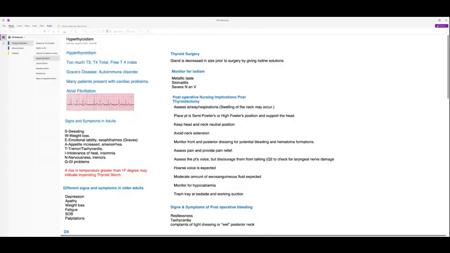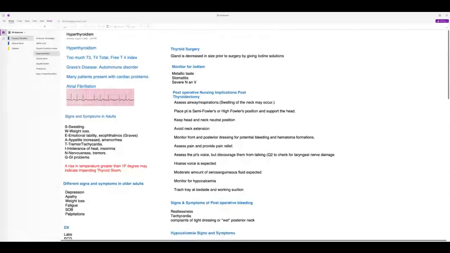All right, let's talk about hyperthyroidism. That means you have too much T3, T4, and free T4 index. Those are just the hormones. Hyperthyroidism could result from Graves' disease, which is an autoimmune disorder which often presents like a cardiac problem. Like the patient will come in with AFib and they have no idea what's going on. This is a common story that happens, and then they're diagnosed with Graves' disease. So Graves' disease is one of the conditions in hyperthyroidism. People can just have hyperthyroidism as well.